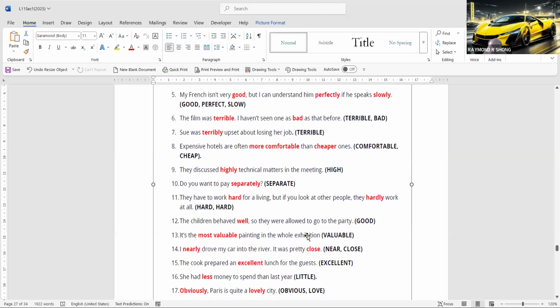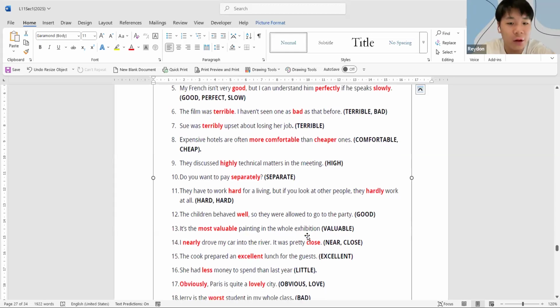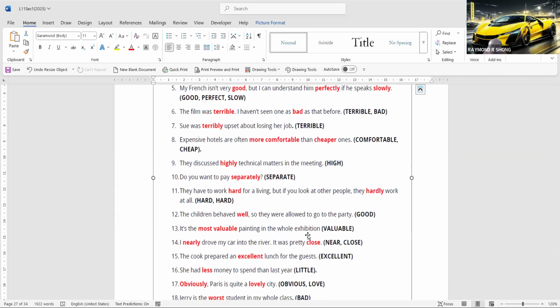Raiden, right? The film was terrible. I haven't seen one as bad as that before. Are you referring to Snow White? Sue was terribly upset about losing her job. Of course, because he need the money to pay for medical expenses. Expensive hotels are often more comfortable than cheaper ones. Of course, if not, they got no point rewarding them 5 star. They discussed highly technical matters in the meeting. Cyber security attack. Number 10.